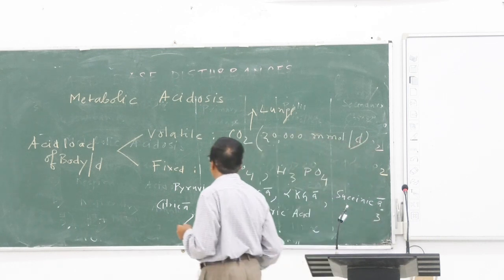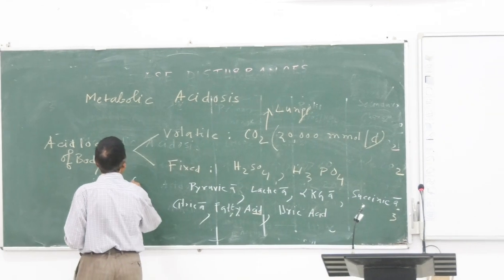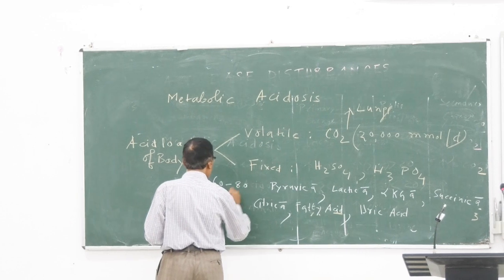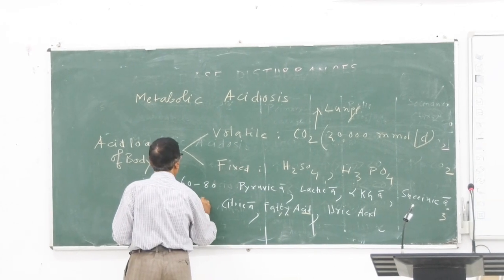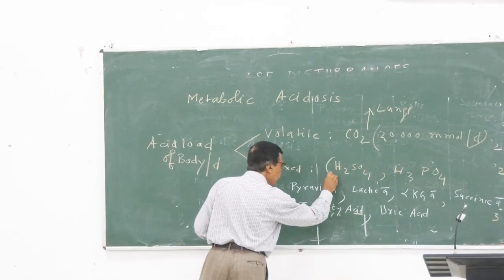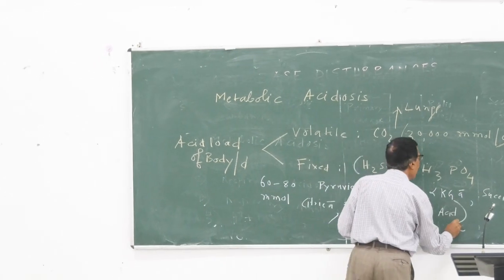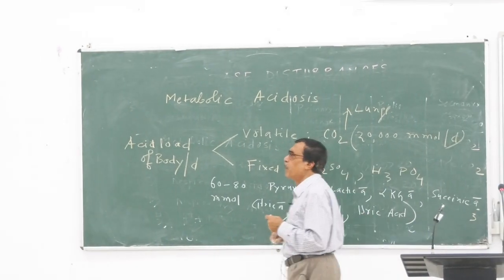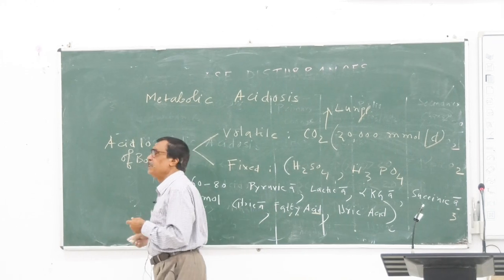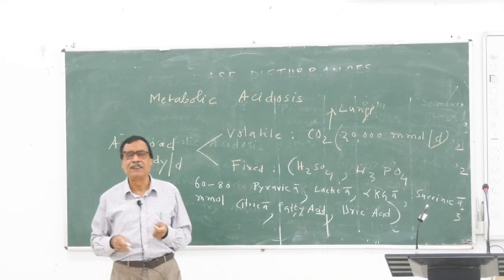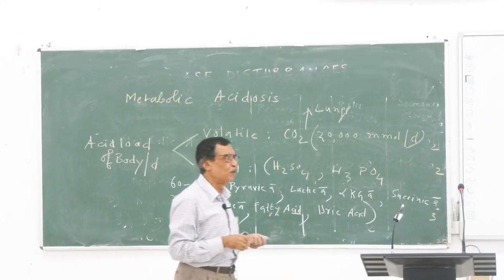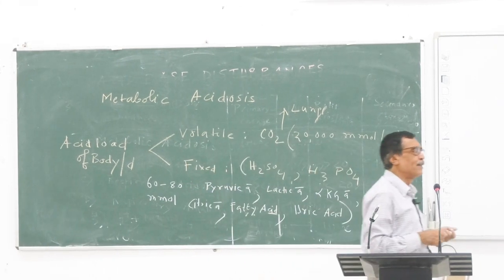Normally fixed acid তৈরি হয় কত? More or less 60 to 80 মিলিমোল। এইগুলোকে সবগুলোকে মিলে যদি আমি কম্বাইন করি, per day there will be production of 60 to 80 millimole of fixed acids, and that should be eliminated from our body, and this elimination requires kidney.